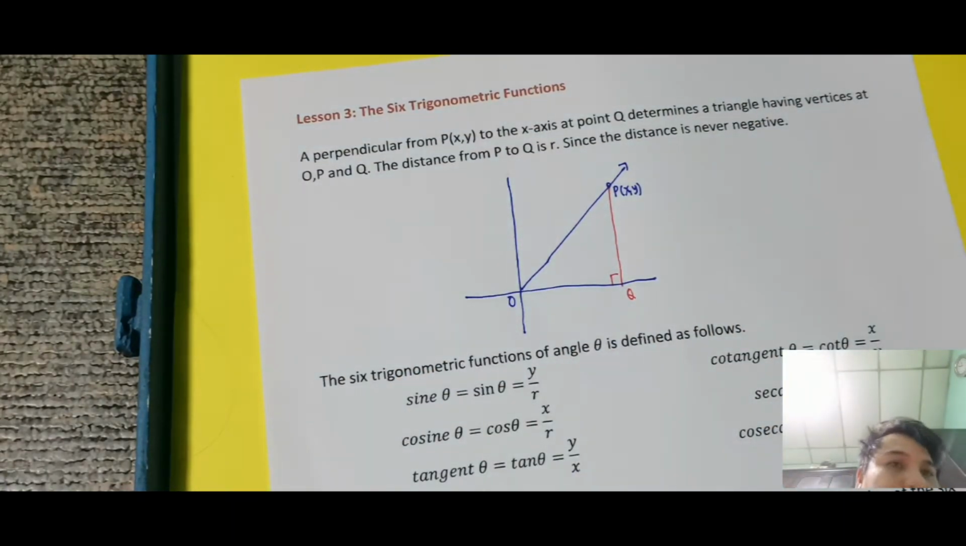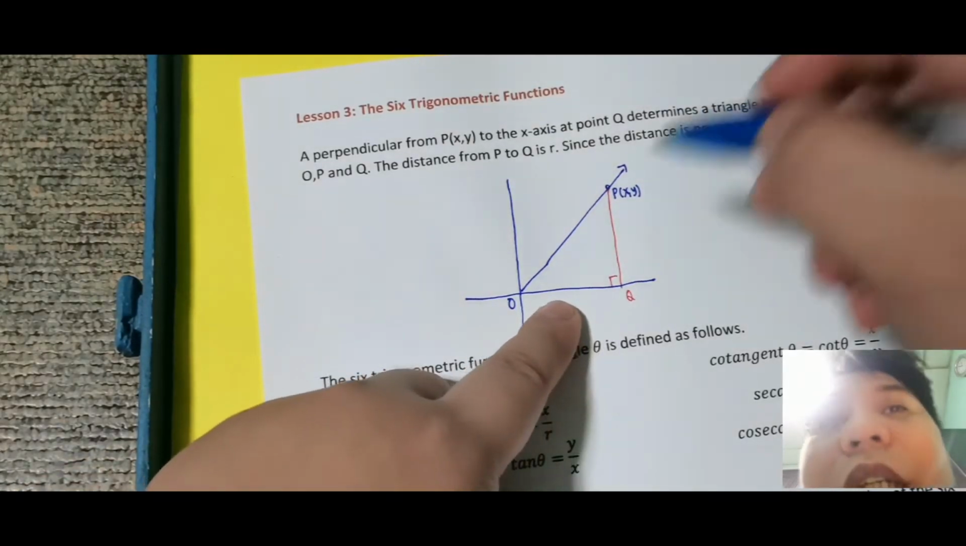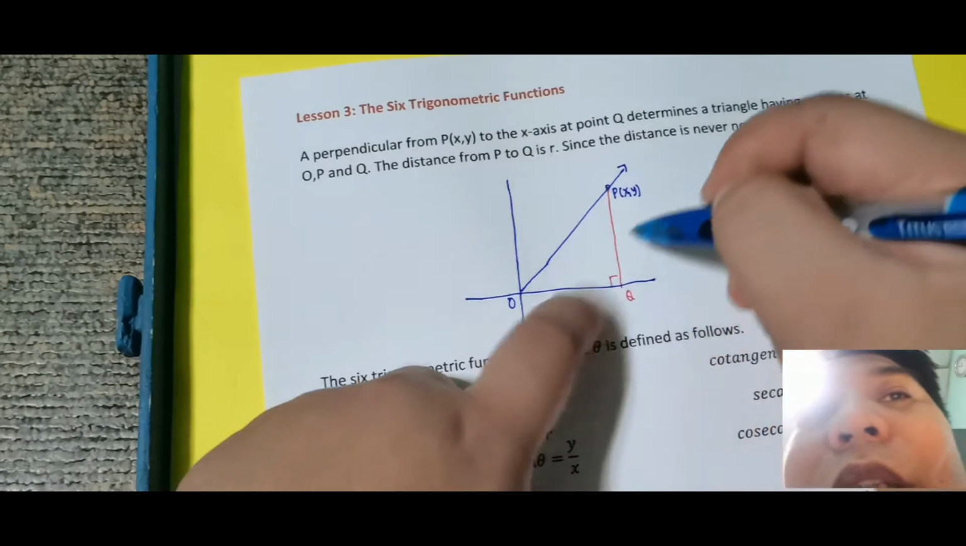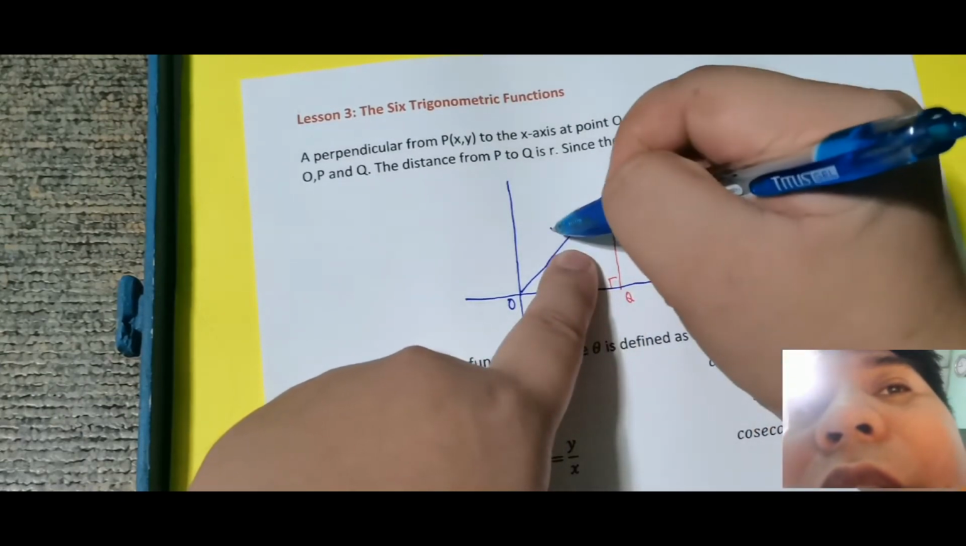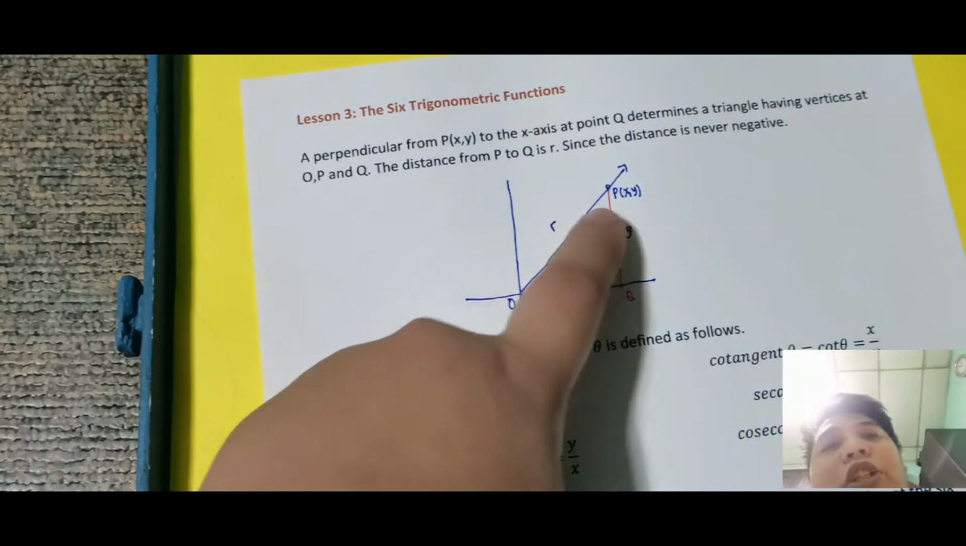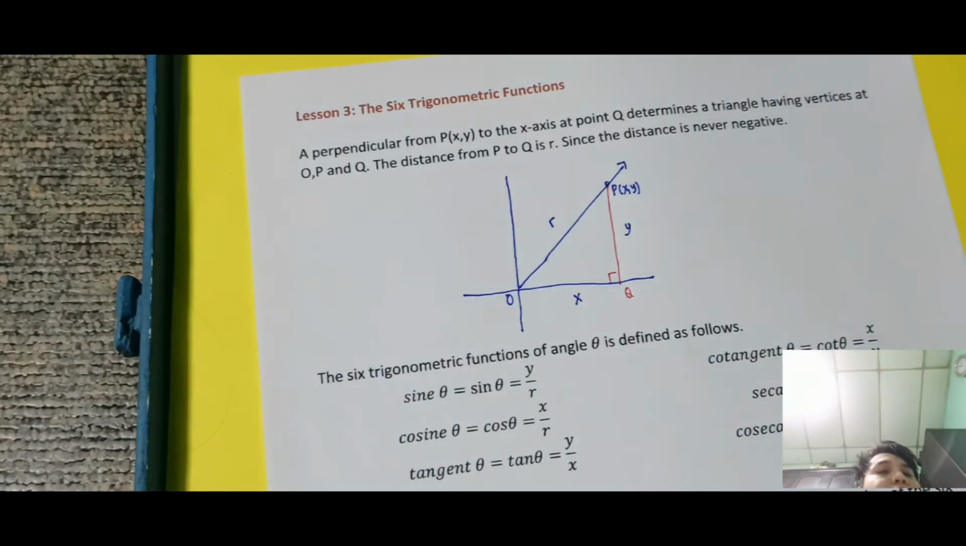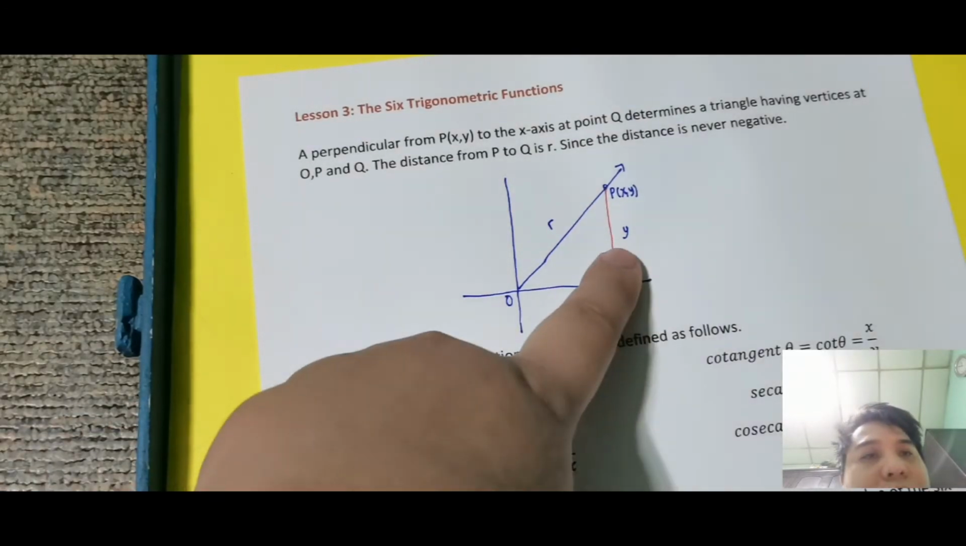Okay, so lagi niyong tatandaan, in terms dito, itong nandito sa side na to, ito yung laging x value. Ito yung laging y. Then this is R, the distance between the origin and point P. R, it can never be negative. Also, yung x and y pwede. Okay? Sa part na to, syempre yung x is positive, yung y is positive.